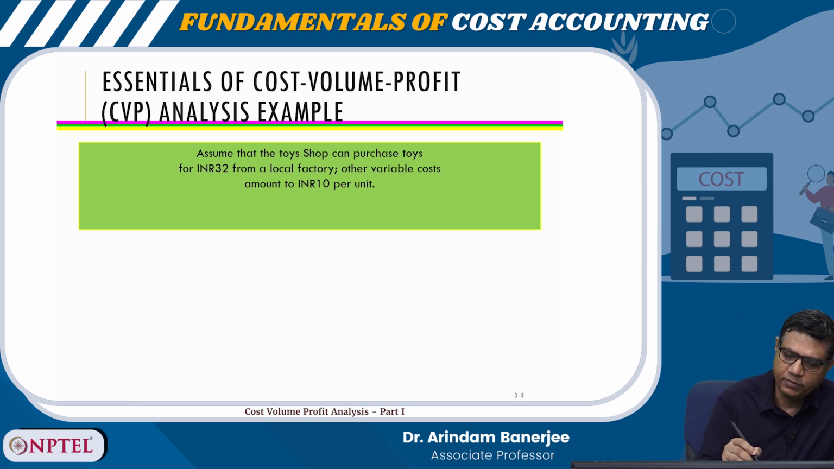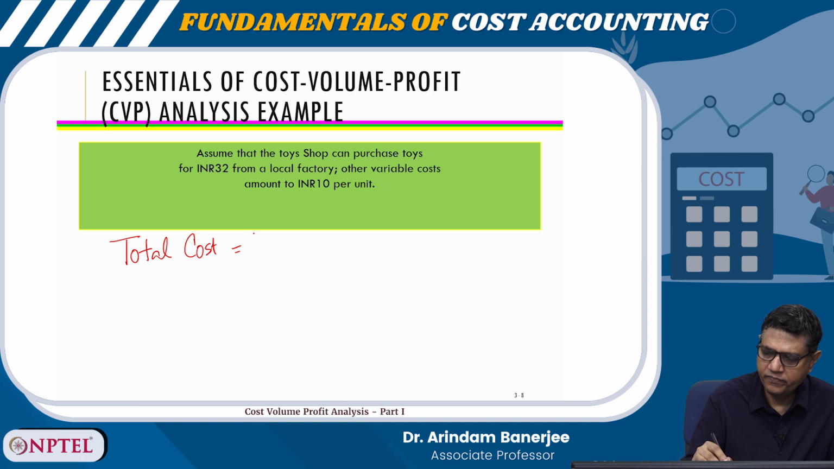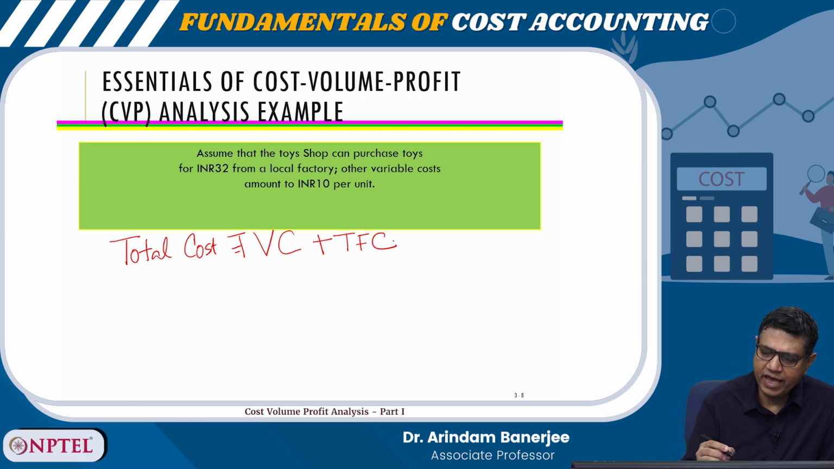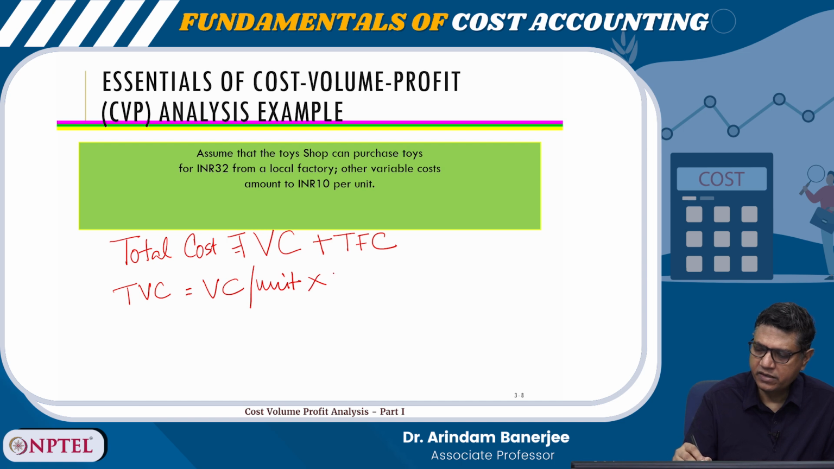So, I am writing like this: total cost is equal to total variable cost plus total fixed cost. Now, total variable cost is what? Total variable cost is variable cost per unit multiplied by number of units.